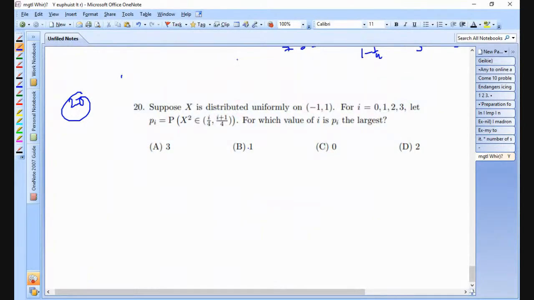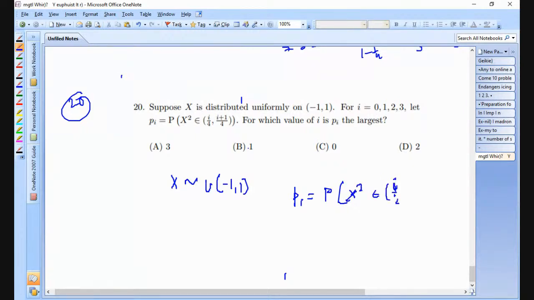Okay, probability. This is the 20th problem. Suppose X is uniformly distributed. So make this habit of writing down properly, so that your PSD automatically gets enhanced. X follows uniform -1, 1. Let Pi be equal to the probability that X square is between I by 4 and I plus 1 by 4.